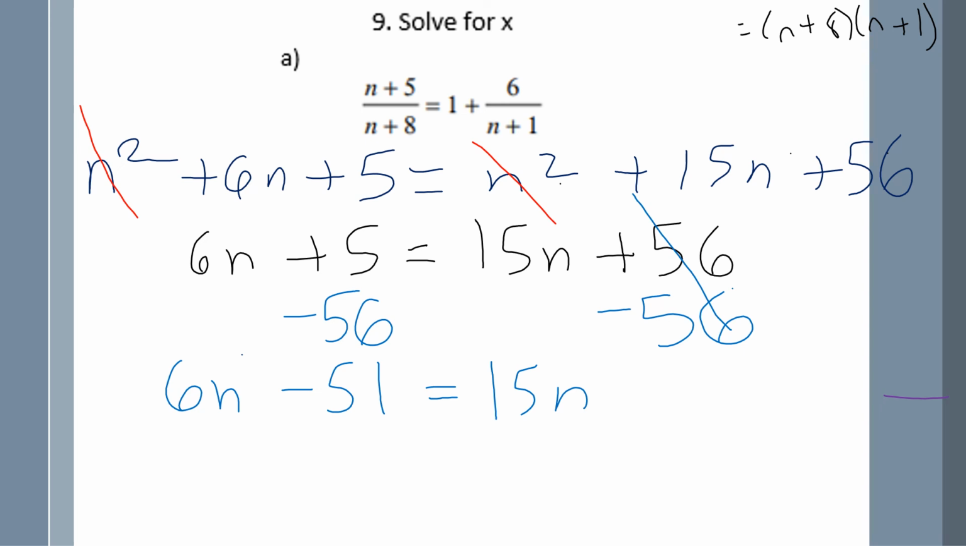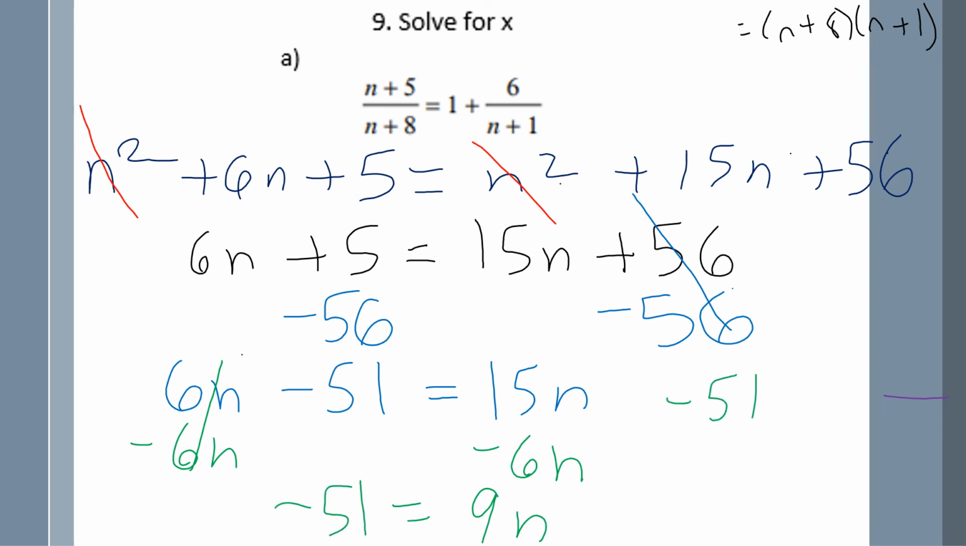Because I went to the right side, now I'm going to go to the left. Minus 6n, minus 6n, and that's going to be positive 9n equals negative 51. When you divide it, you get negative 51 over 9 equals n, but you could simplify that and you get negative 17 thirds. That's n equals negative 17 thirds, and that is how you solve that complex problem.